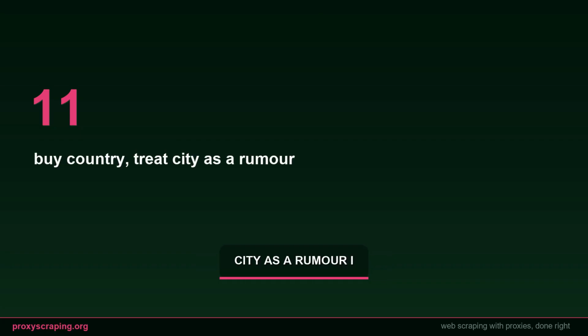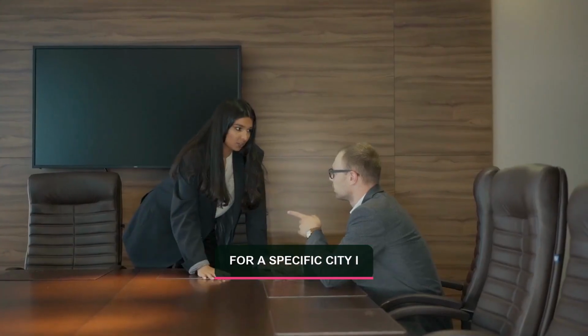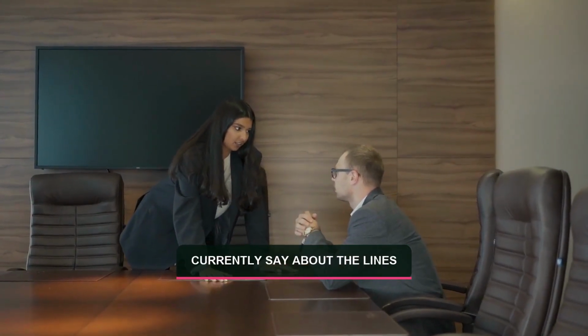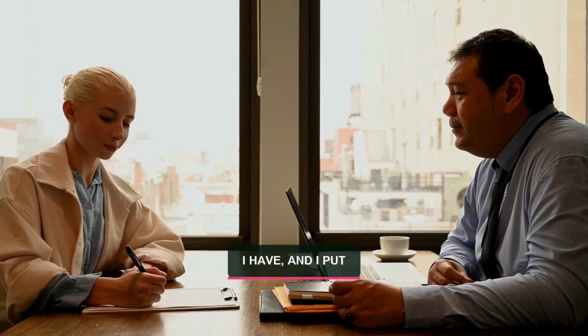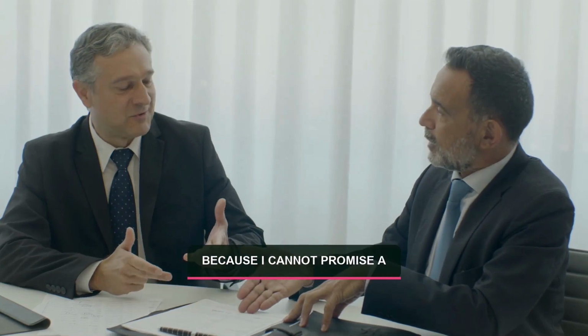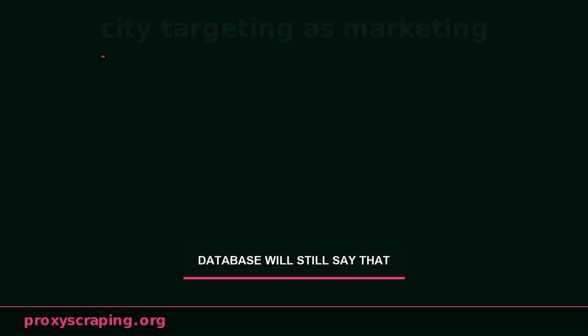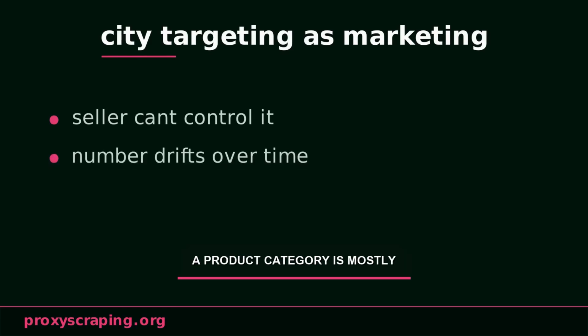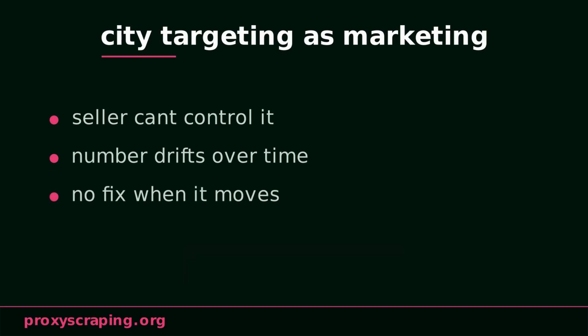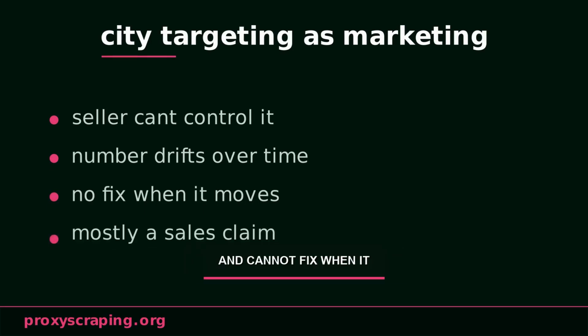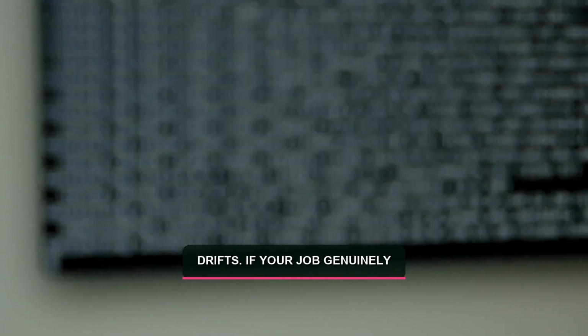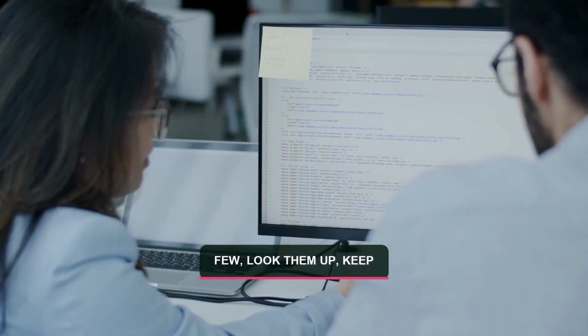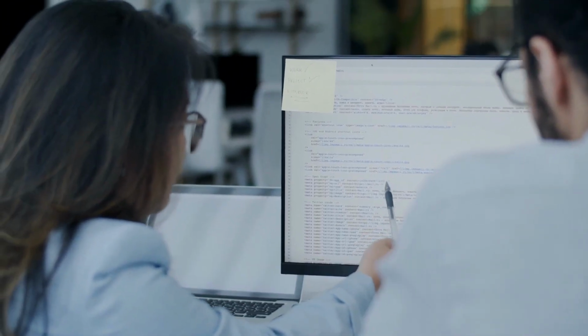By country, treat city as a rumor. I do not sell city-level targeting. When somebody asks me for a specific city, I tell them what the lookups currently say about the lines I have. And I put none of it in writing, because I cannot promise a database will still say that next month. City-level geo-targeting as a product category is mostly marketing sold on a number the seller does not control and cannot fix when it drifts. If your job genuinely needs a city, buy a few, look them up, keep the ones that read correctly, and budget for some of them wandering off later.